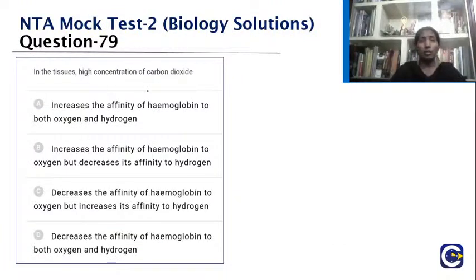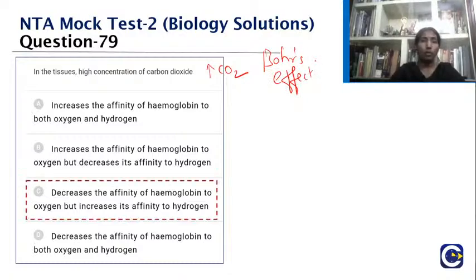In tissues, there is a high concentration of carbon dioxide. We will see what that does. Options: increases the affinity of hemoglobin to both hydrogen and oxygen; increases the affinity of hemoglobin to oxygen but decreases its affinity to hydrogen; decreases the affinity of hemoglobin to oxygen but increases its affinity to hydrogen; decreases the affinity of hemoglobin to both oxygen and hydrogen. So here you have to understand a concept called Bohr's effect. If you know the Bohr effect, you can very well answer.